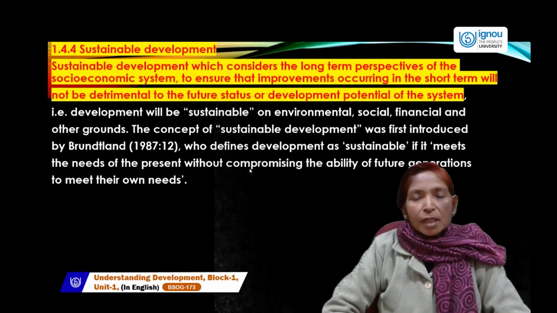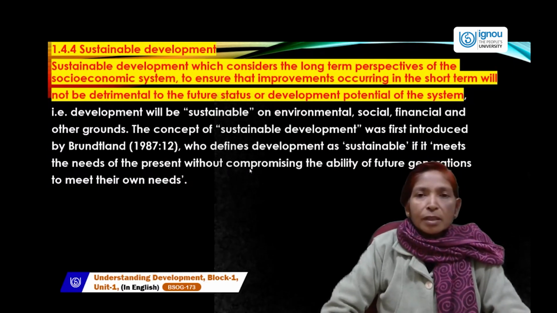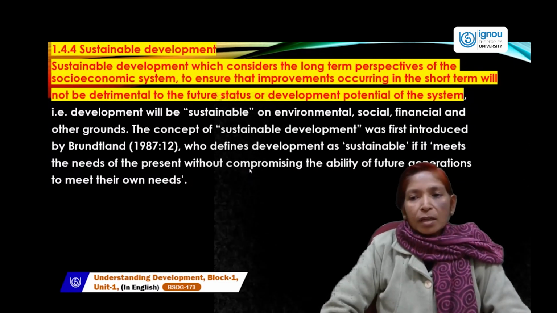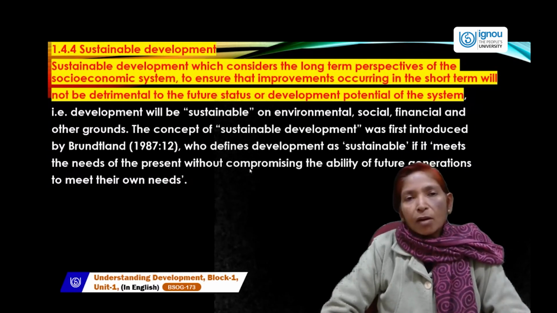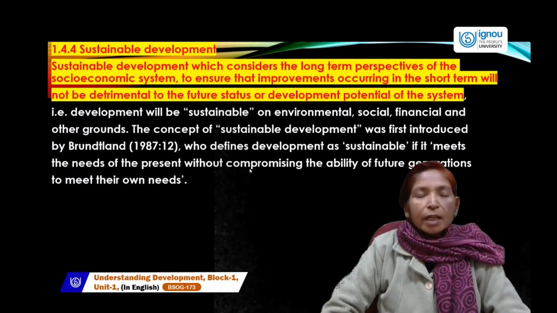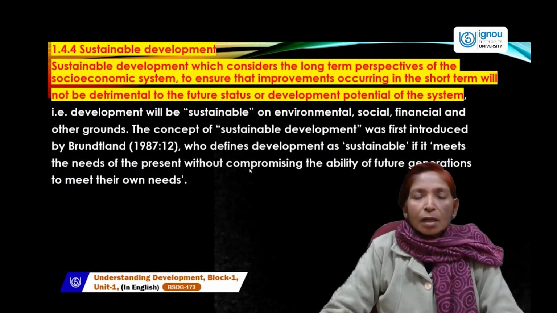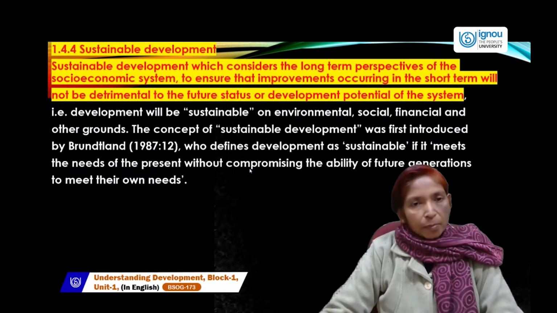The concept of sustainable development was first introduced by the Brundtland Commission in 1987, who defined development as sustainable if it meets the needs of the present generation without compromising the ability of future generations to meet their own needs. That is called sustainable development. So sustainable development is also an important, very good dimension of development.